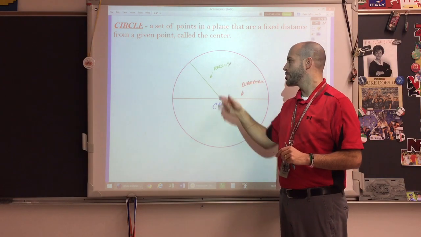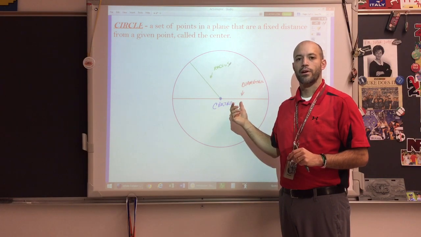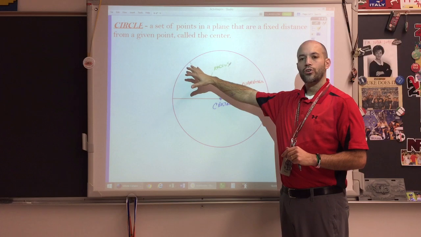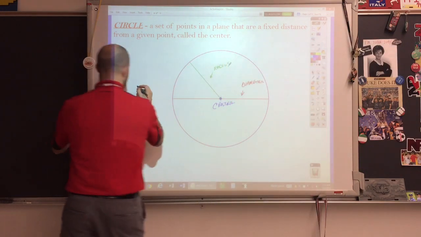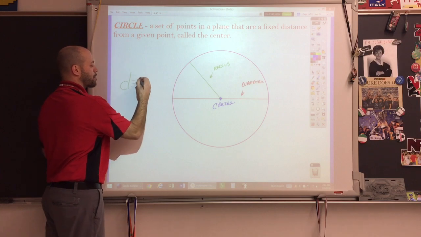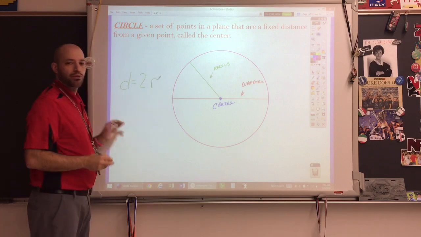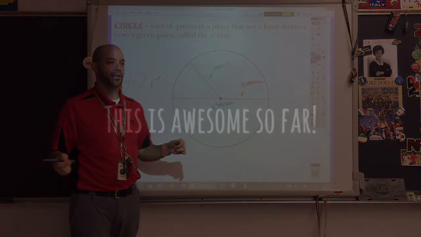And there is a relationship between the radius and the diameter. As you can see here, two radii make up the diameter. So we can say that diameter is equal to 2 times r, or 2 times the radius.